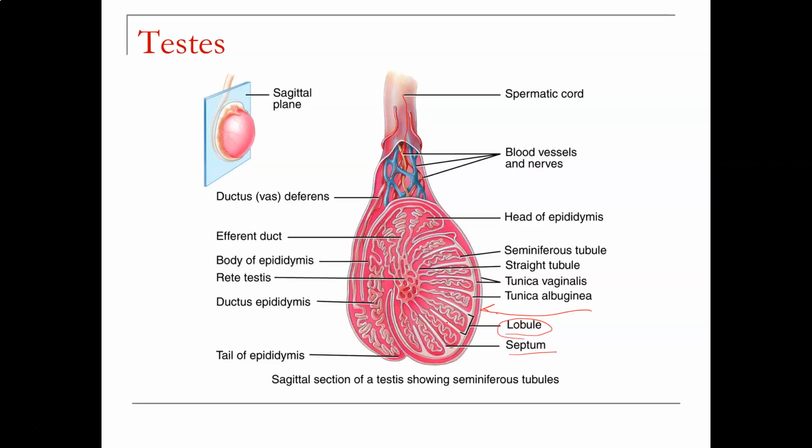And here's the main thing you need to know. The main structure in testes are called seminiferous tubules. We actually looked at these back when we looked at the testes for the endocrine system. So you might remember this slide that's going to be coming up soon. So the seminiferous tubules are where the sperm are produced. Okay, so they're the main structure in there. And then in between the seminiferous tubules are the cells that make testosterone.